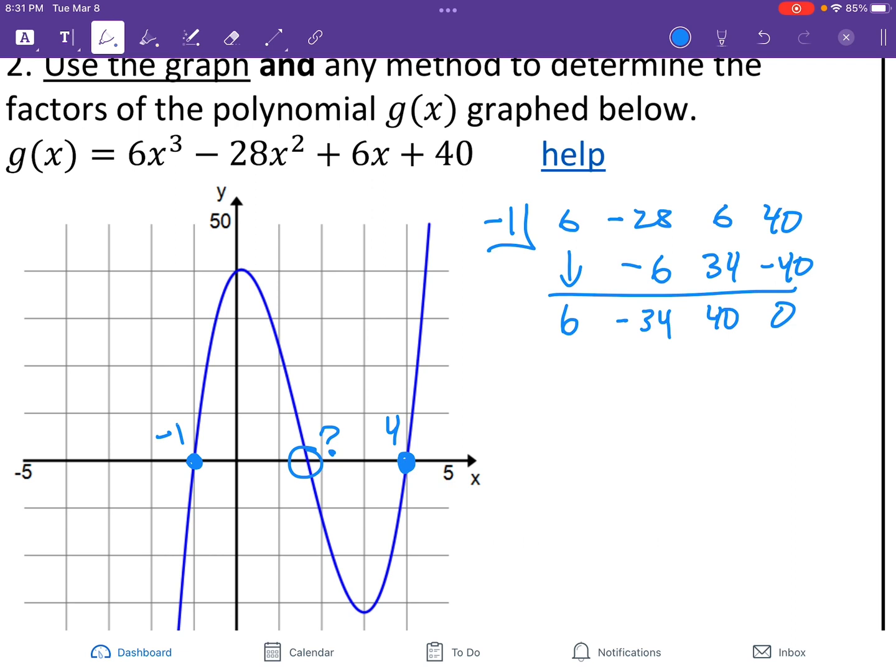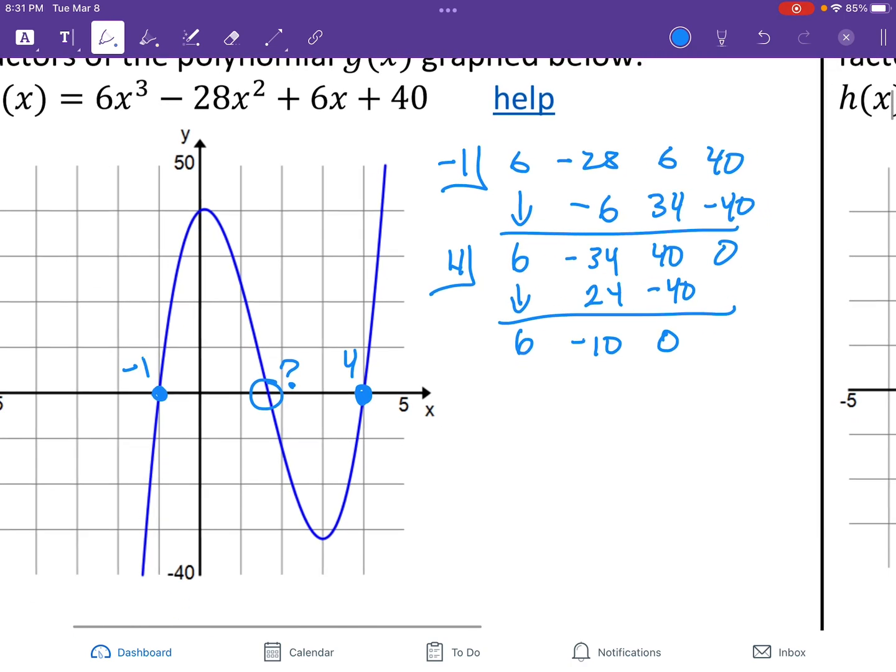Next, we're going to take our answer we just got and use 4 to divide it again to find the remaining factor that we don't know. So we're going to bring down the 6. Times 4 is 24. Minus 34 is negative 10. Times 4 is negative 40, which gives us 0. So we have 6x minus 10 as our remaining factor that we don't know.